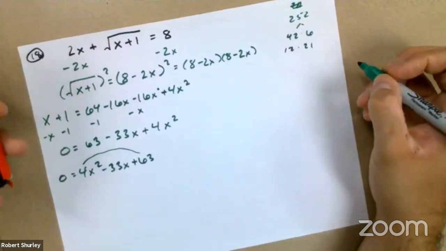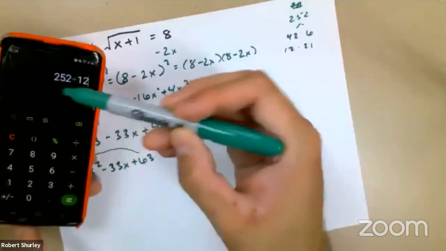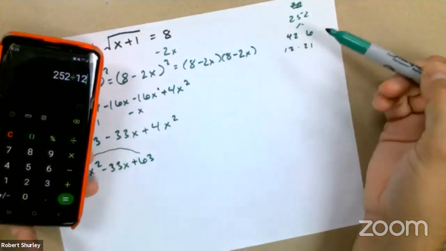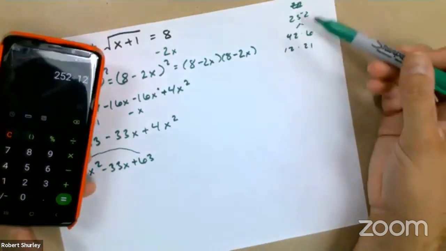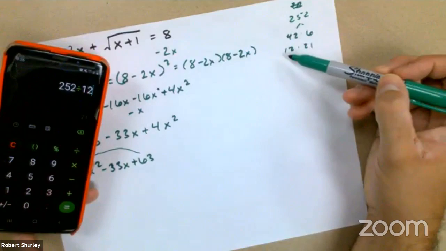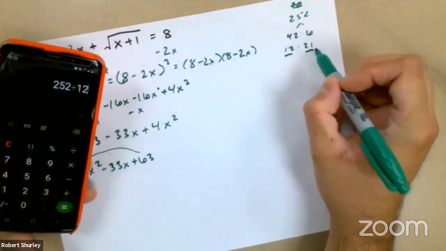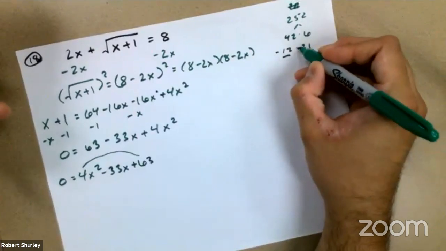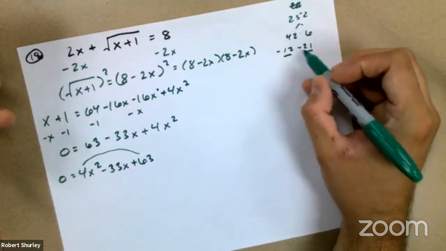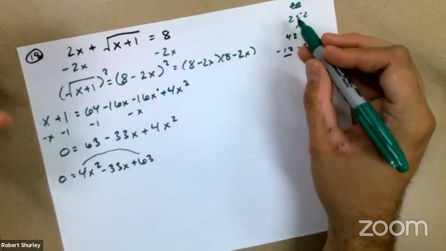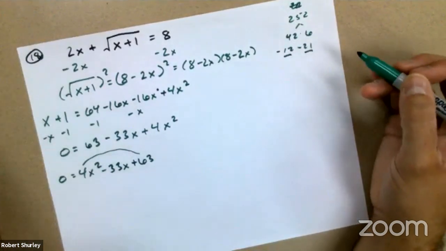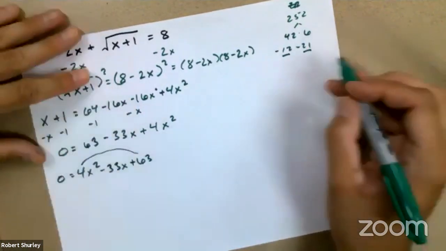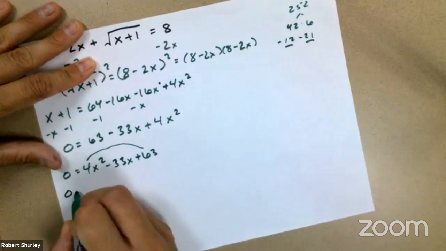12 times 21. All I did was go through and see, 252 is divisible by 6. It wasn't divisible by 8. Of course, it's not 10. So then I did 12. Well, 12 times 21 adds up to 33. It'll add up to negative 33 once you make both negative, right? Both negative add up to negative 33, multiplied to give me a positive 252. Okay, so now we're going to do the AC method on this.